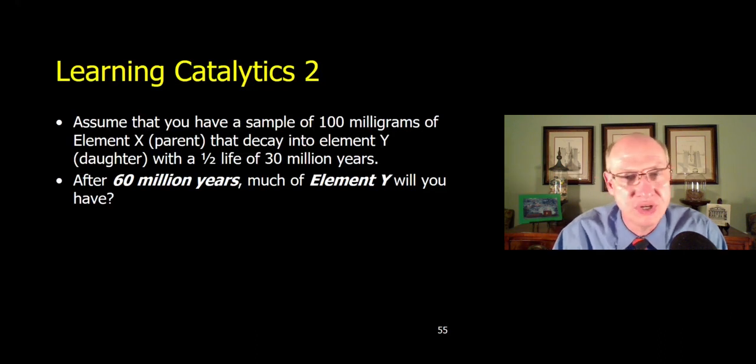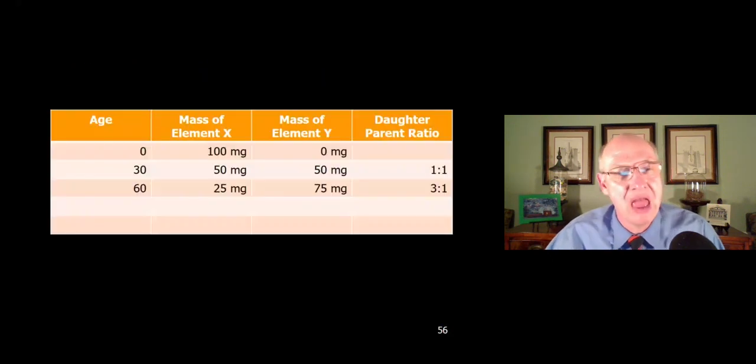Okay, so what did you get for that one? Let's take a look. When it is 60 million years old, of that 50 milligrams, another half-life goes by, because remember the half-life is 30 million years. So in this half-life, half of the remaining atoms have decayed. Now we have 25 milligrams of the parent and 75 milligrams of the daughter. So the answer to that one was 75 milligrams.